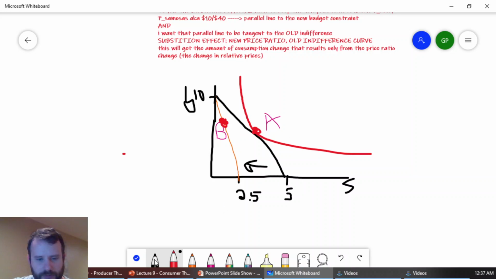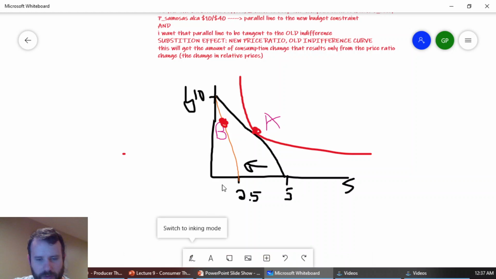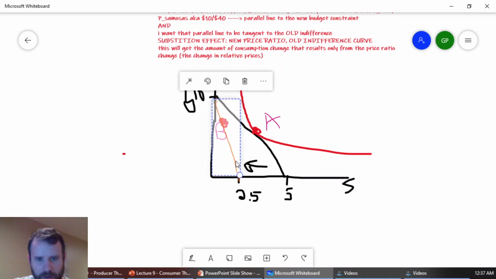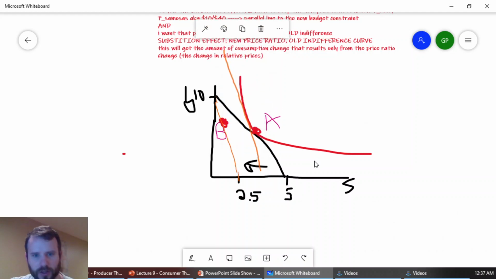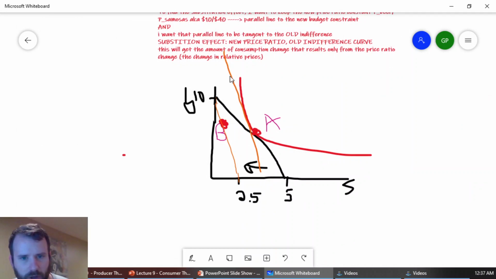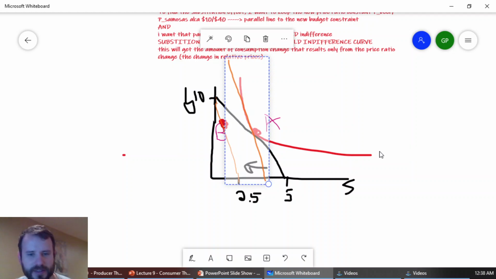Okay. So basically what I want to do is take this and move it over here. So have it parallel to the old budget constraint, but tangent to the old, have a parallel to the new indifference curve.